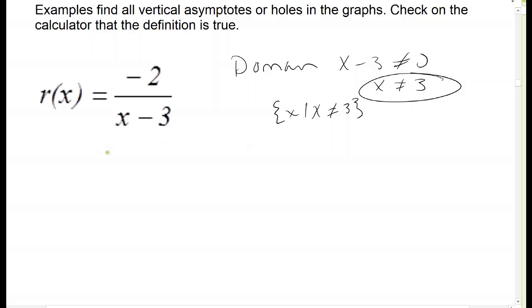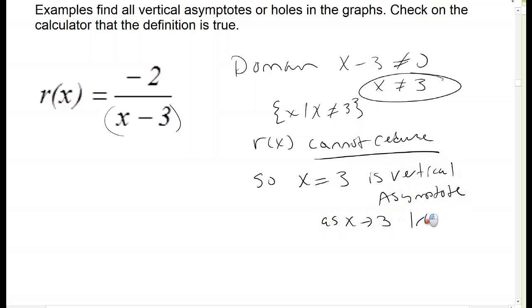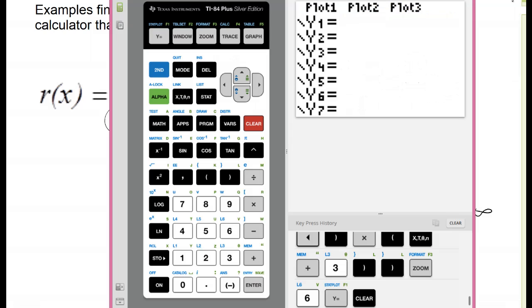And so the next thing is, can we reduce r of x? Well, no. R of x has a -2 up top and x minus 3 in the bottom. You cannot reduce it, which again means there are no common factors. And so that tells me there's no way to get rid of the divide by 0, and so x equals 3 is a vertical asymptote. It should have that asymptotic behavior: as x approaches 3, r of x goes to infinity, positive or negative. And so then we'll graph it and see that that's the case.